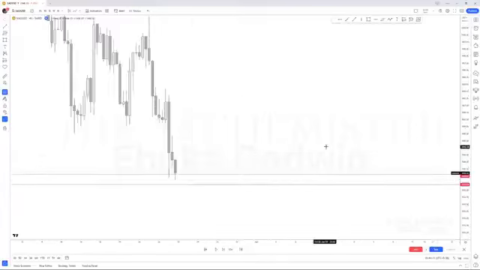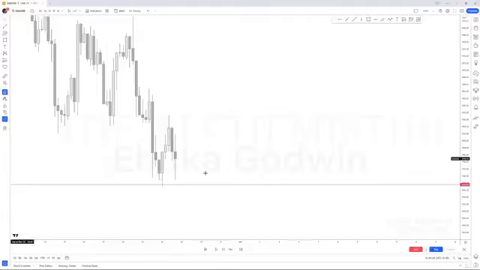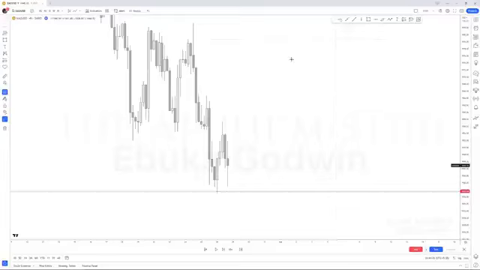But look at this. What happened? Oh, see that? Where did this come from? Right from the H1 level. Look at this. From here, where is your next reversal zone? We have zones here. Buying here, selling here.